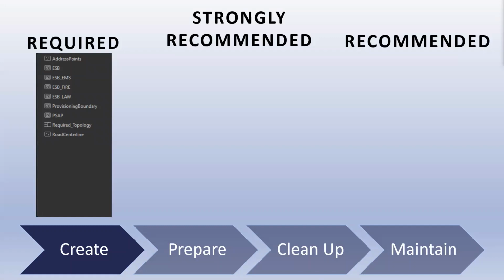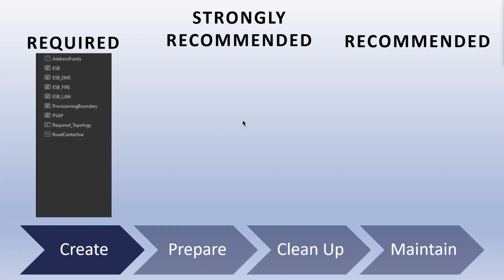You've got provisioning boundary, which is the area for which you are responsible for the GIS data. PSAP boundary is the area for which you are responsible for the calls. Required topology is a set of geometry rules to make sure that your data is in good shape and won't cause problems when we go live with these systems. And then road center lines.